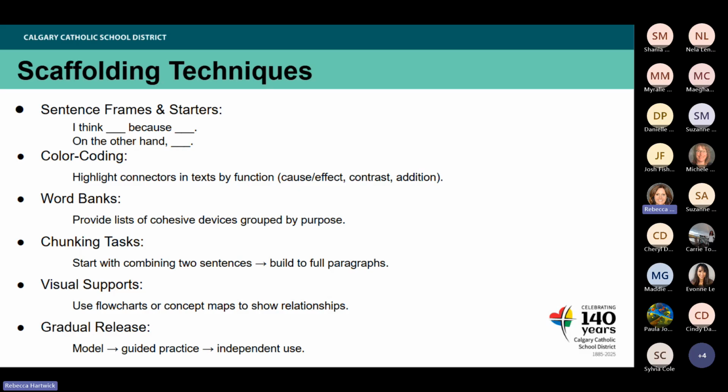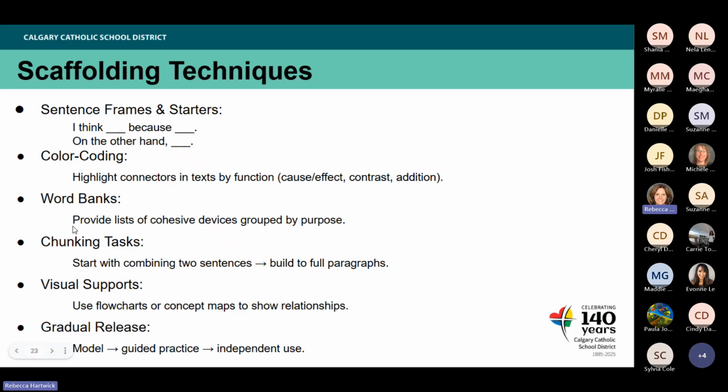So color coding, highlight connectors in text by function: cause, effect, contrast, addition. And again, this does not need to be prepared prior. If you have a sentence written on the board or you're projecting something, you could just highlight it as you go, or ask students to point them out to you and then they could highlight it. It's just making students aware that we're already seeing them everywhere and you're already using them, and just bringing their attention to it. Word banks are always a great idea.